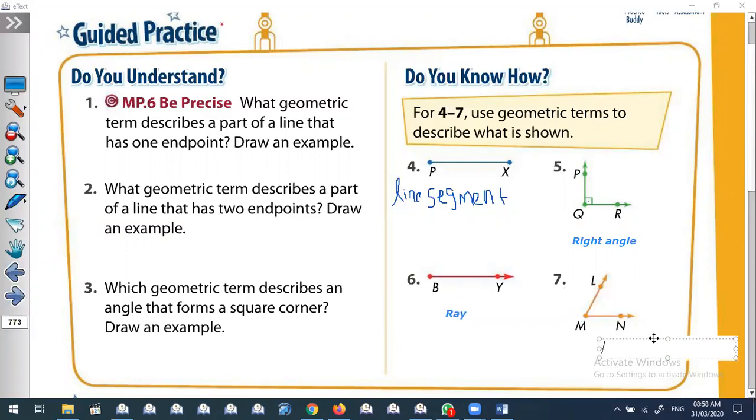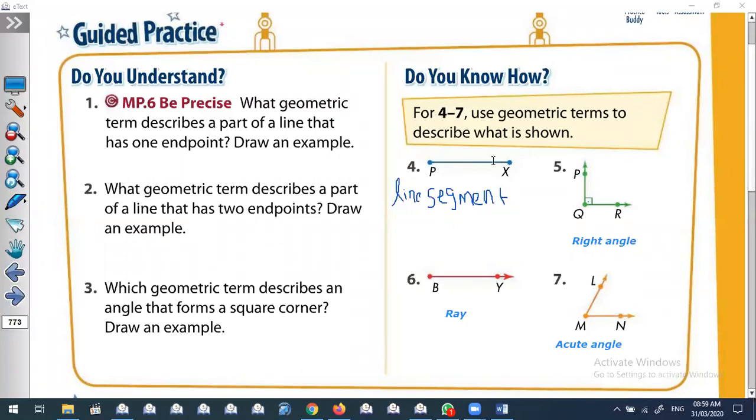What about this angle? This angle is smaller than the right angle, so it will be an acute angle. Acute angle because this angle is less than the right angle.